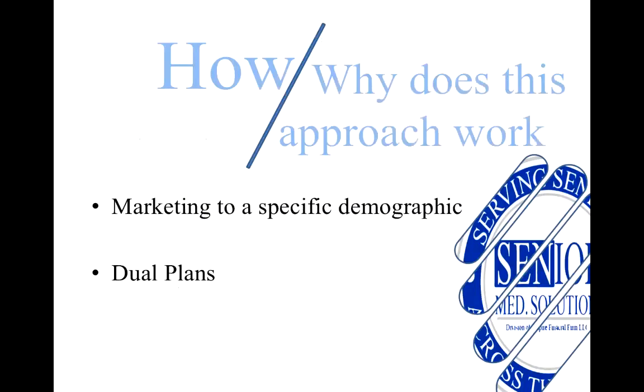So how and why does this approach work? First and foremost, we have to think about the reason behind this approach, and that is that we are marketing to a specific demographic, and that individual in particular just so happens to be the dual market. So we're focusing on the dual advantage plans, the Medicare Advantage plans for the individuals who have both Medicare and Medicaid. Remember, that's dual individuals for both products, one from the federal government and the other one from the state.